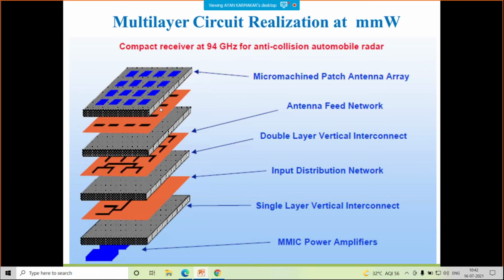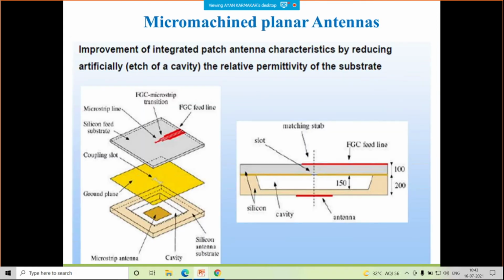Different silicon wafers are processed differently, and finally this stack can be bonded with the help of the wafer bonding technique, and you can get a very low footprint but highly efficient circuitry with this 3D vertical integration.